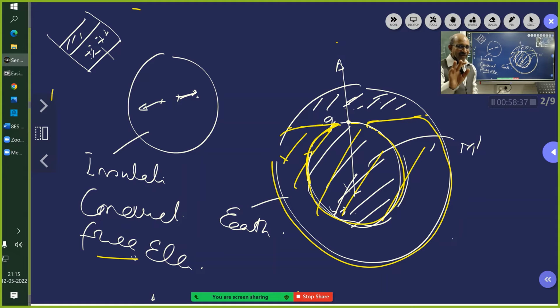Wait. Good, I understood your question. Did everybody understand his question? If this is applying force on this, and this is applying force on this, then this whole thing should move. The insulator itself should move. Why is it not moving?